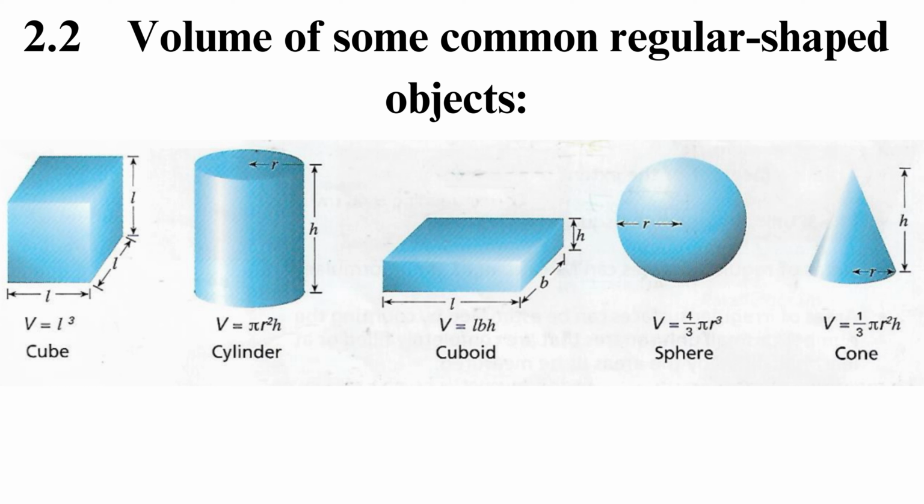Volume of some common regular shaped objects. Cube, V is equal to L cubed, length into length into length. Cylinder, V is equal to pi r squared h. Cuboid, V is equal to length into breadth into height. Sphere, V is equal to 4 upon 3 pi r cubed. Cone, V is equal to 1 upon 3 pi r squared h.